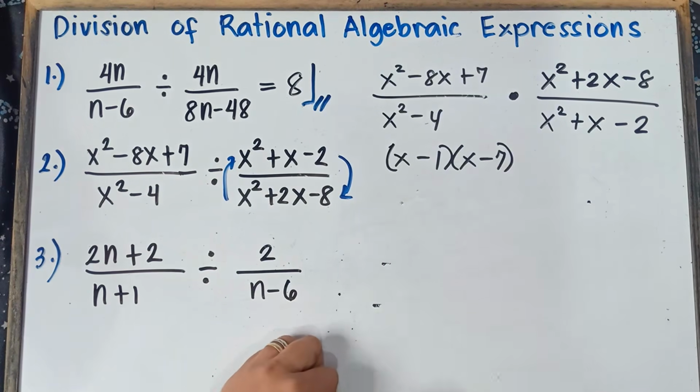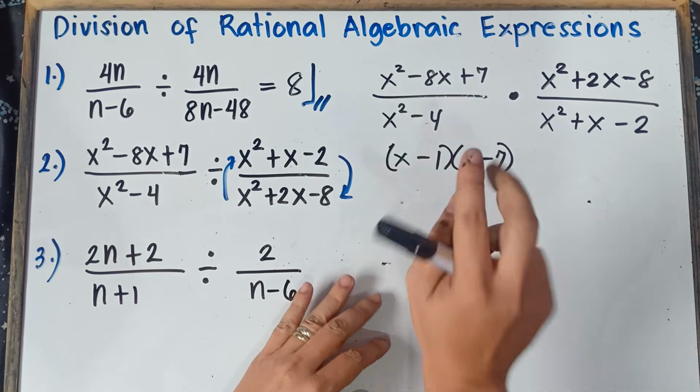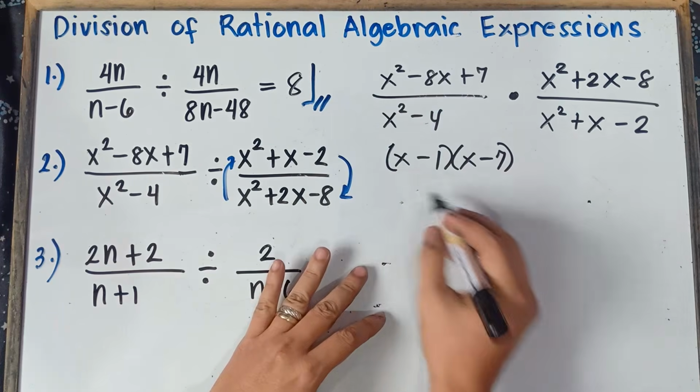Alright, so this is the factor of x squared minus 8x plus 7. That would be x minus 1 and then x minus 7. If you apply, class, the FOIL method, I'm sure, class, you will have this answer.